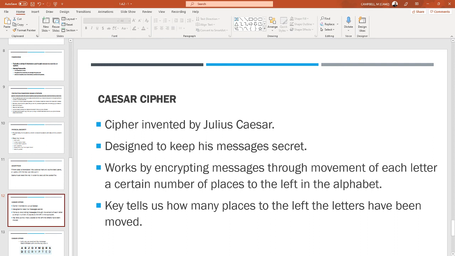So that's basically how the Caesar cipher works. But there's many videos online about it, so you can look it up there.